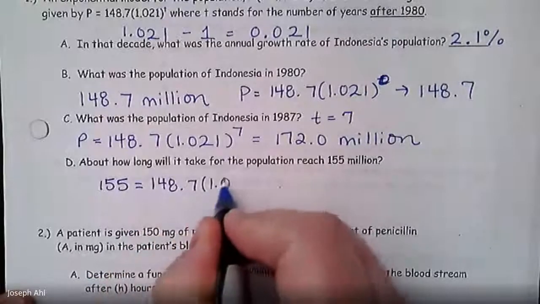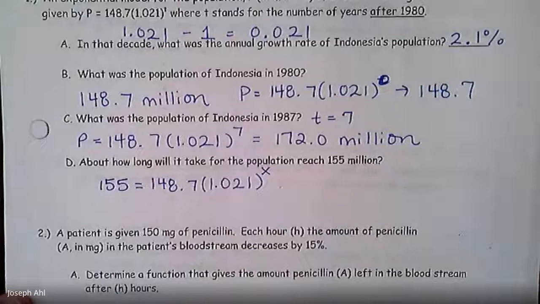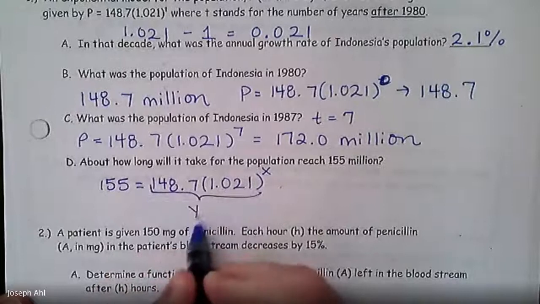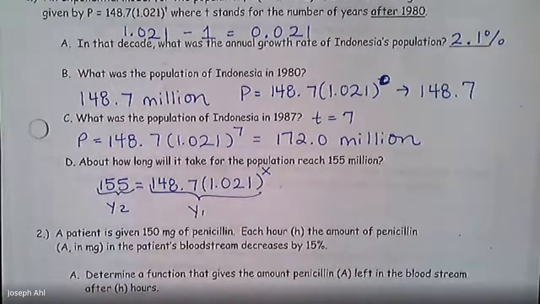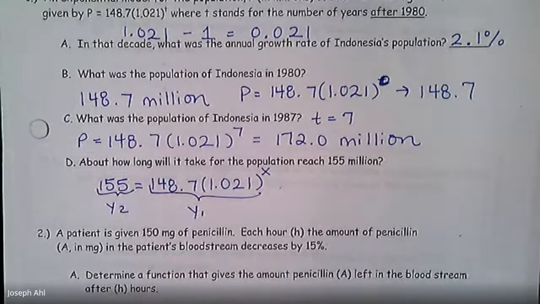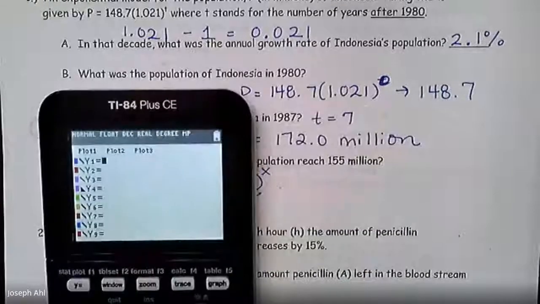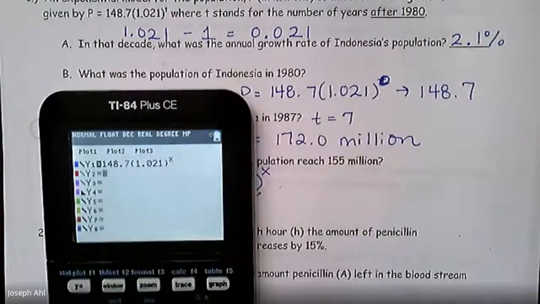148.7 times 1.021 to the, I'm going to call it X just for now, because I'll tell you the only way we know how to do this as of this moment. Because we will eventually learn how to do this algebraically. But the only way we know how to do it right now is graphically. So there's going to be a case for y1, y2, and we're going to calculate some intersections there. All right. Go ahead and enter into y equals your equations here. So we got 148.7 times 1.021 to the x.